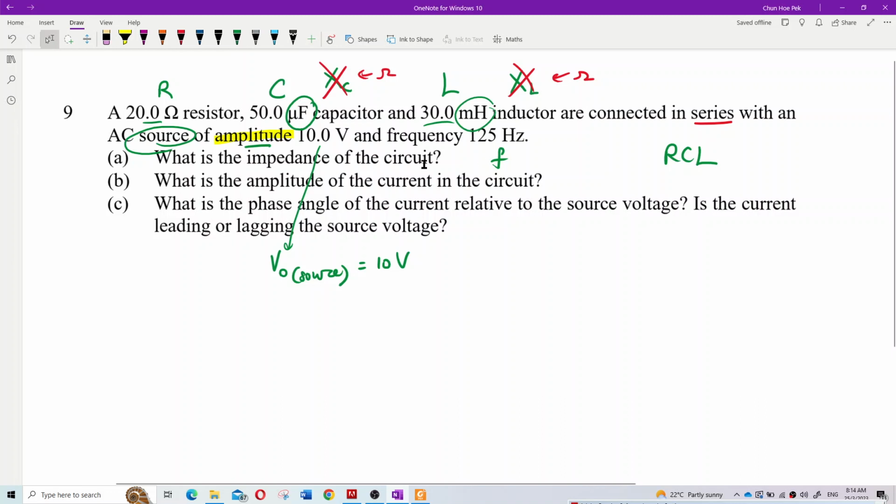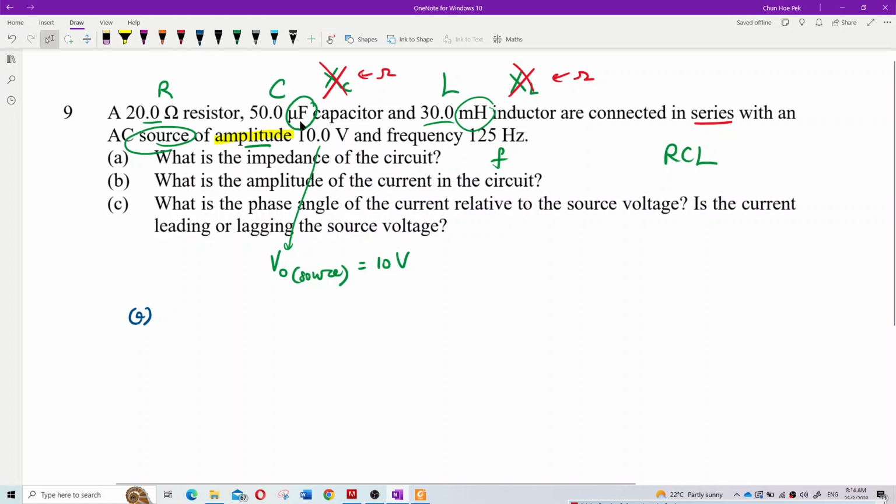What is the impedance of the circuit? So question A, the impedance of the circuit. How to find it? Because we have RCL, we just need to find XC and XL, and after that use the phasor diagram and the Pythagoras theorem, and then we can find Z. We will draw the phasor diagram later on.